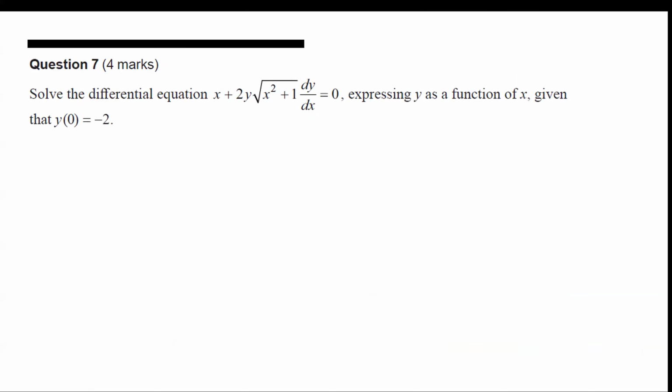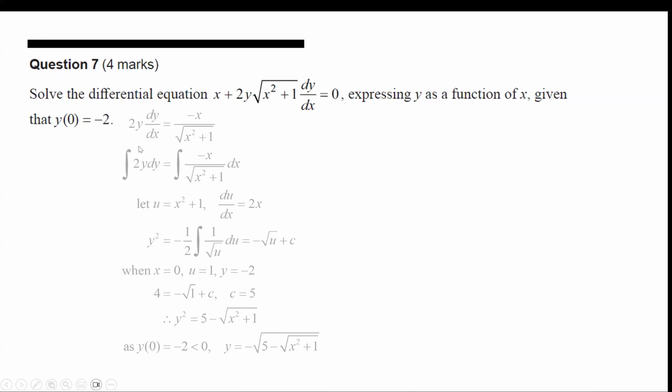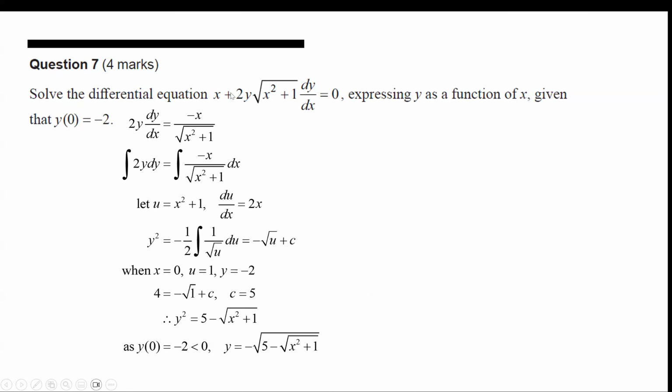Question 7 is a lovely separable differential equation question, but it's not in a ready-to-go form. You will have to push the x to the other side, so you get a minus x, then divide everything by root x squared plus 1. So 2y times dy/dx equals minus x divided by root x squared plus 1.